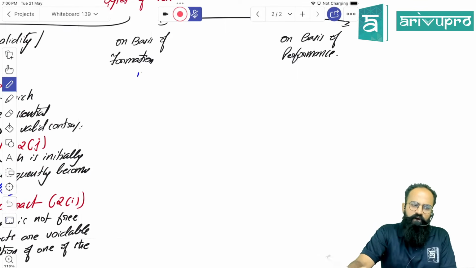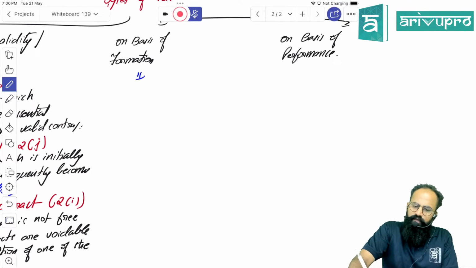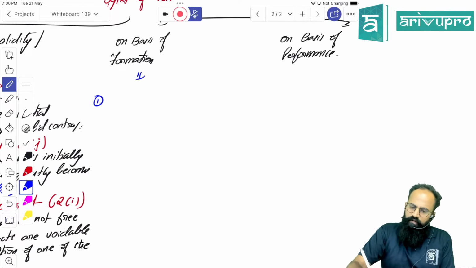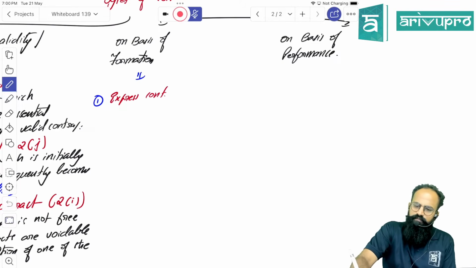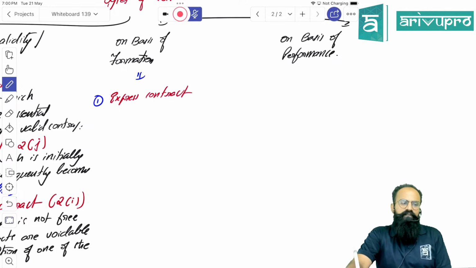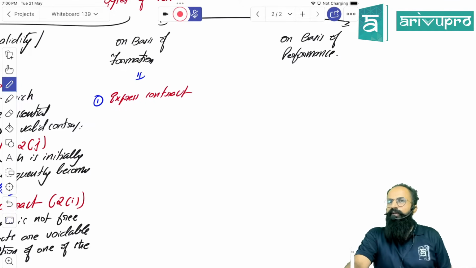On the basis of formation, a contract can be of four types. The first one is called an express contract. What do you mean by an express contract? What do you mean by the word express?